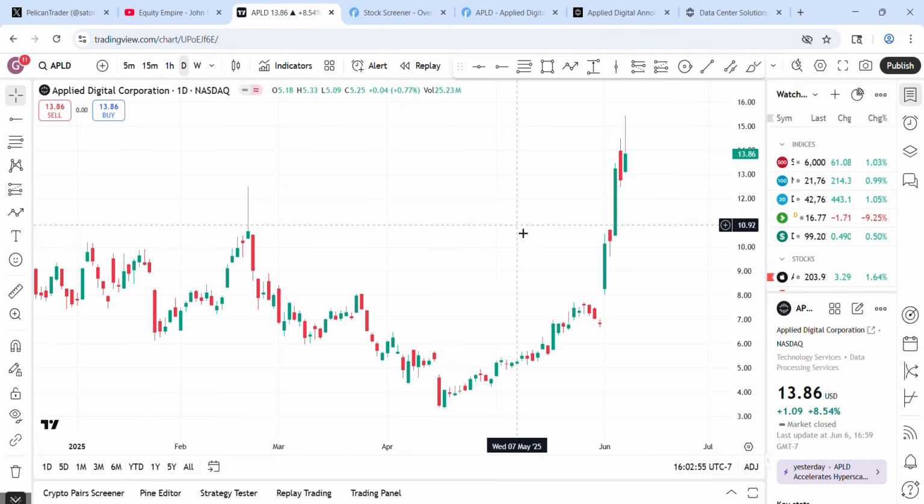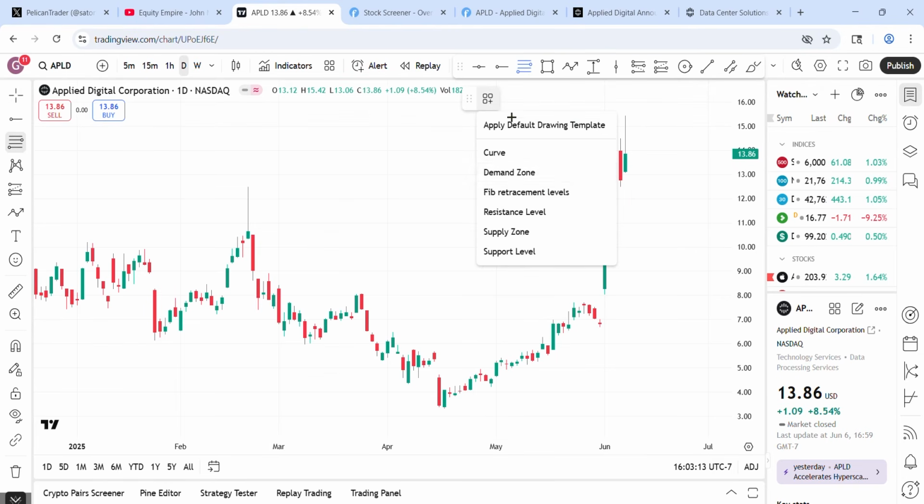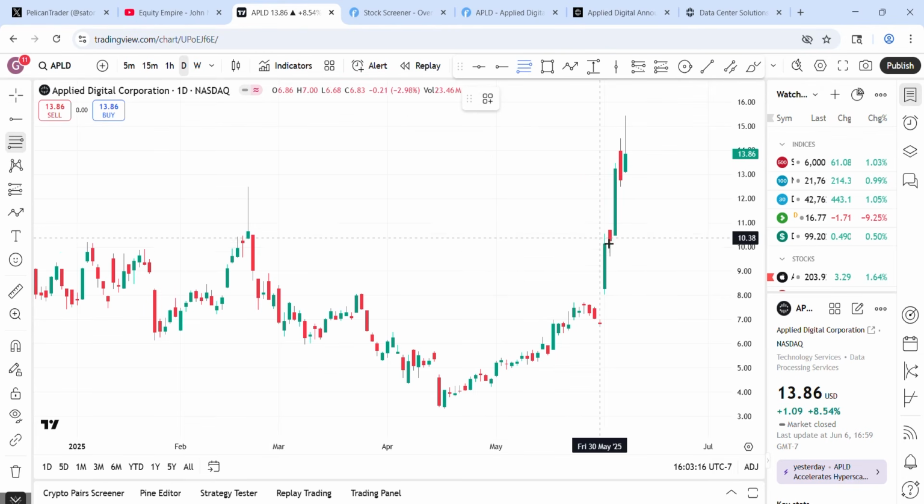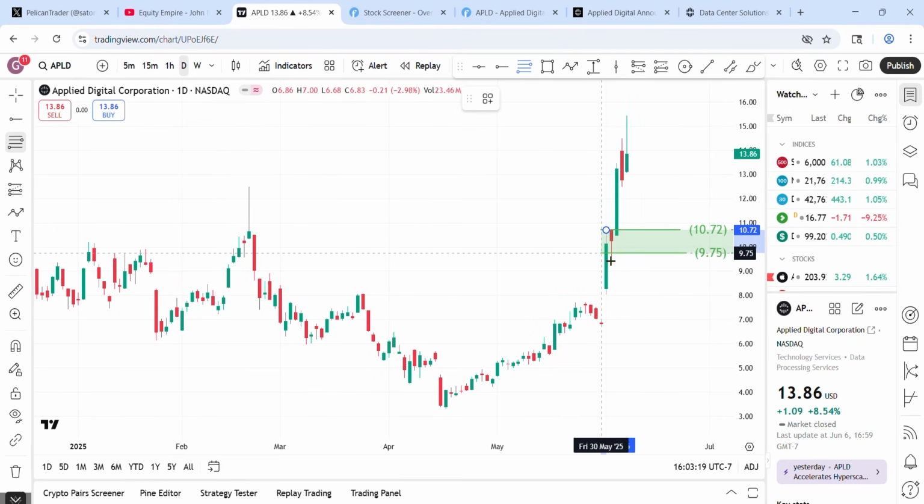Today, we're going to be looking for clues in the chart to see where the big money might be stacked up, patiently waiting for a pullback for a quick bounce trade or a lower entry price for a longer term position. And the way we're going to do that is we're simply going to be looking for support levels. And there is a support level right here in the 10.72 to 9.57 price range.